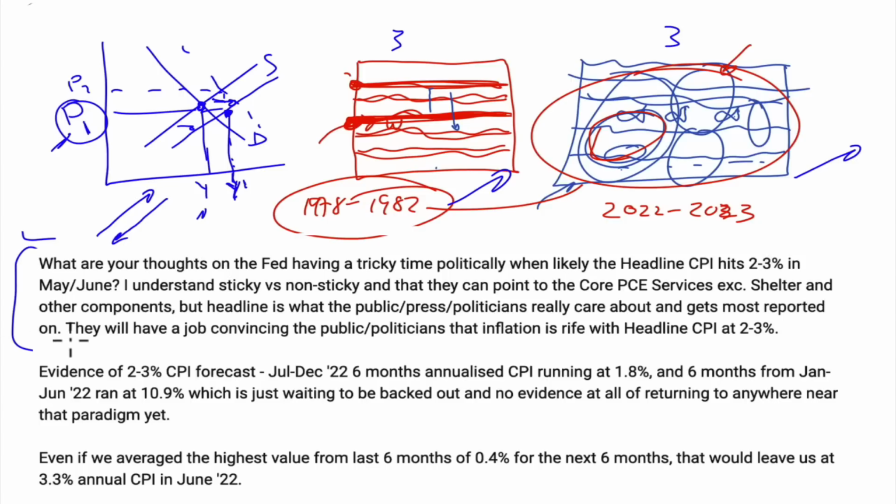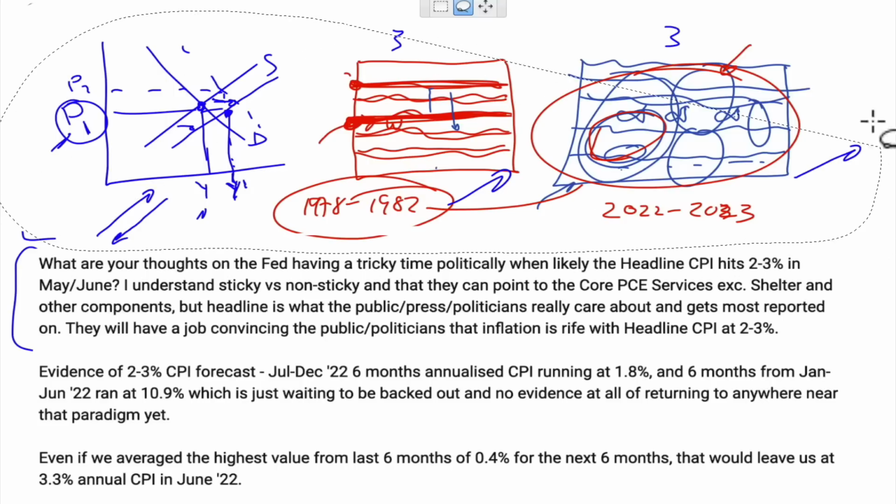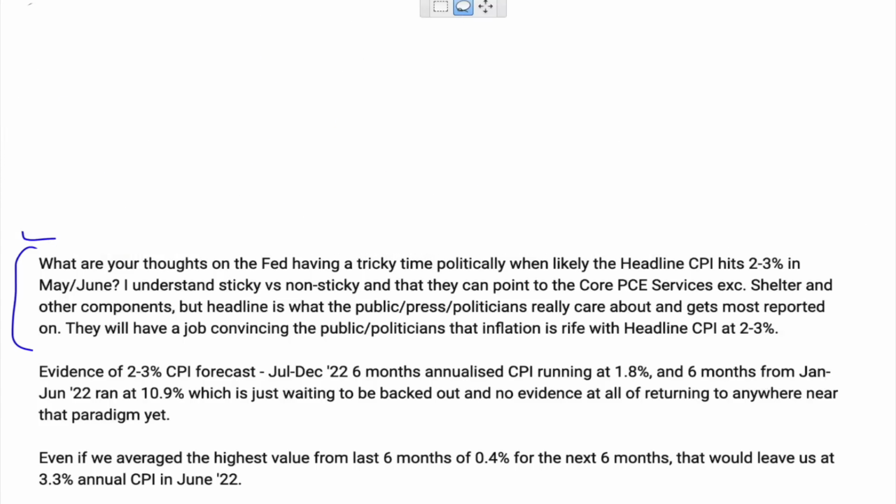Here we are. What are your thoughts on the Fed having a tricky time politically when likely the headline CPI hits 2 to 3% in May or June? I understand sticky versus non-sticky, and they can point to the core PCE services, excluding shelter and other components, but headline is what the public, press, politicians really care about and gets most reported on. They will have a job convincing the public, politicians inflation is rife with headline CPI at 2 to 3%. Well, the question is, is it going to hit 2 to 3%?